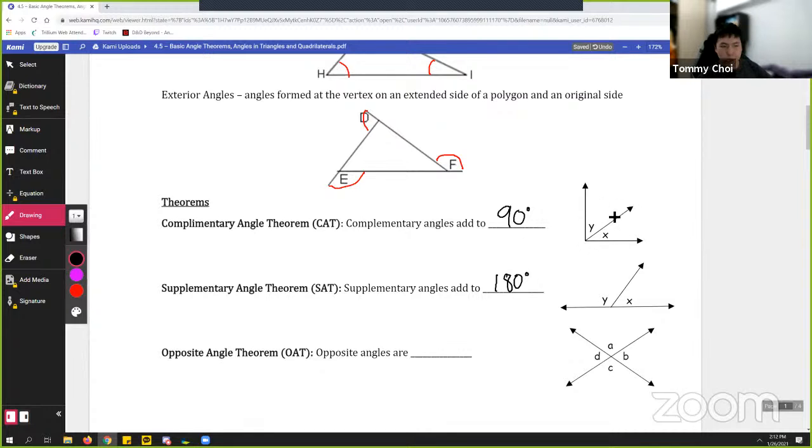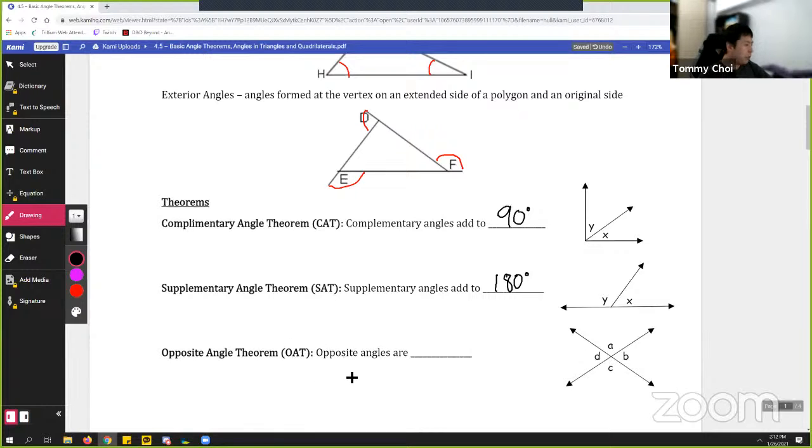It doesn't have to be two angles. Like I could draw multiple lines here. As long as all of them add to 90, it's still complementary, right? So it could be two or more angles that add to 90, two or more angles that add to 180. It's not restricted to two.